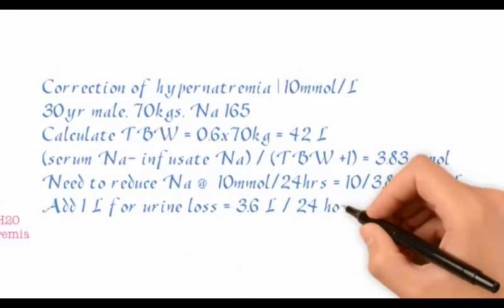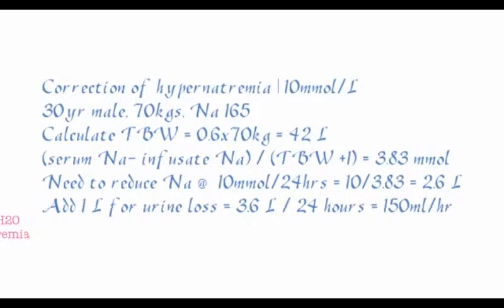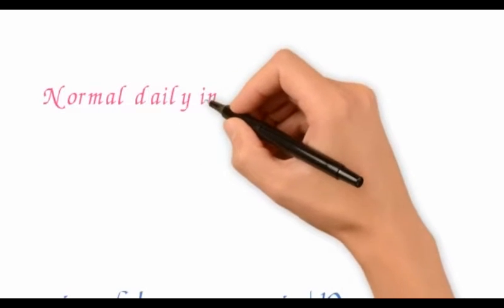Now we would want a reduction of 10 millimoles in 24 hours. Therefore 10 divided by 3.83 would give us 2.6 liters, which we can infuse of 5% dextrose. Remember that the patient will lose 1 liter of water in the urine. Therefore, we can freely infuse 3.6 liters per 24 hours at a rate of 150 ml per hour to get a target loss of 10 millimoles of sodium reduction per liter.